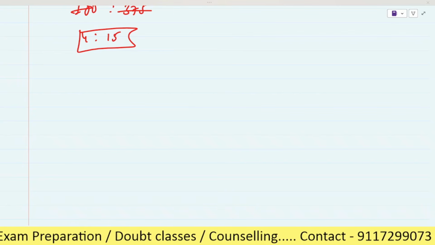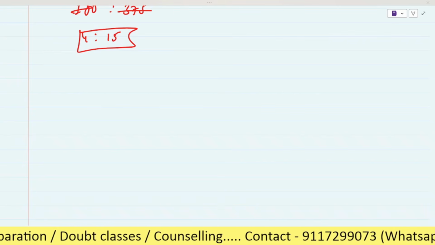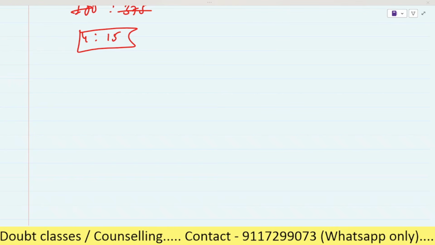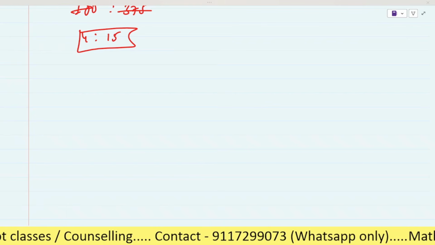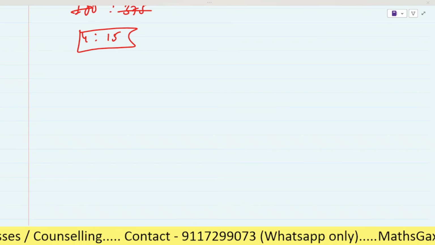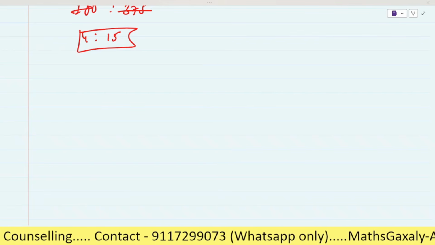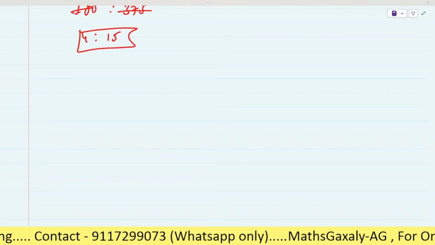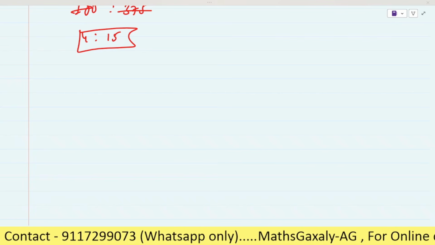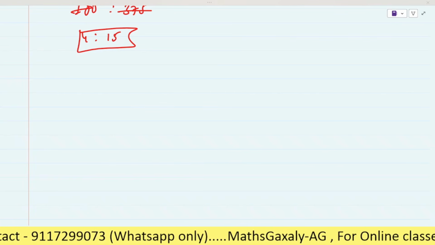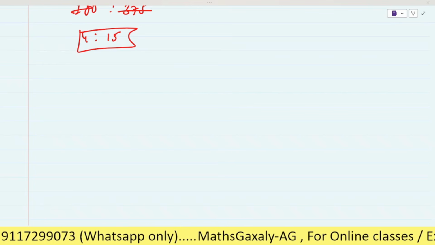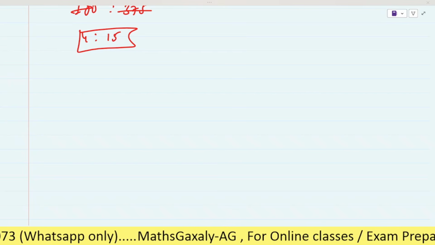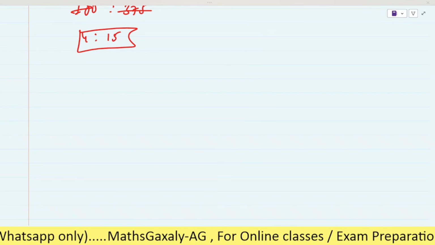Please try this one. What is the meaning of 20% solution? Here it says that you have to find the liters of the pure acid in 15 liters, meaning the total quantity is 15 liters, and the pure acid is 20% of the solution. So you just have to find 20% of 15, and this will be the answer.